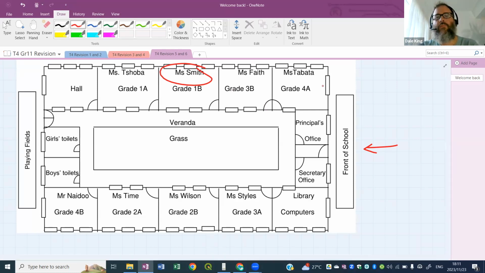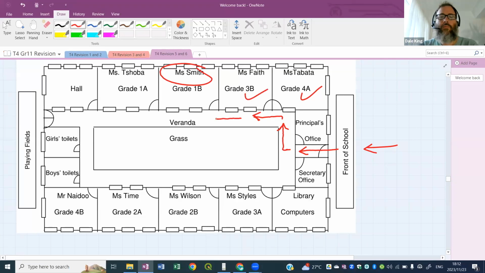Okay, so she would walk through the front door between the principal's office and the secretary's office. Yep. Then she would turn right. Yep. And then left, and then on her right she will pass the grade 4 and grade 3 class. Good. And then she will turn right again and she will be by her class. All right, good. Excellent. Turn right to grade 1B, which is Miss Smith's class.